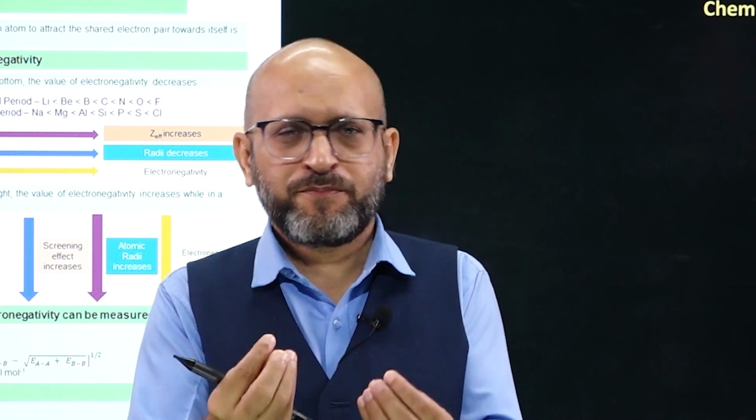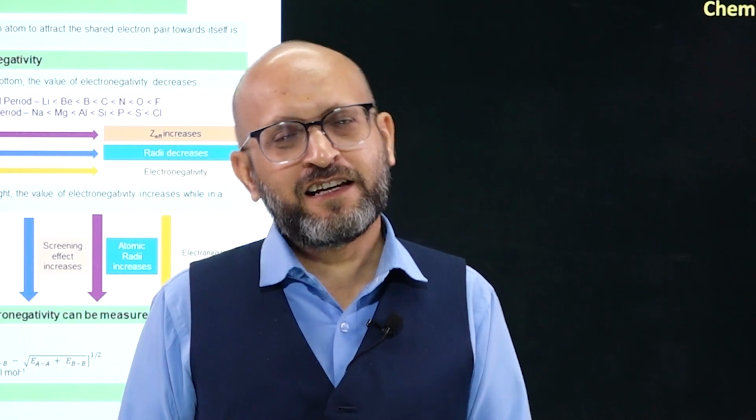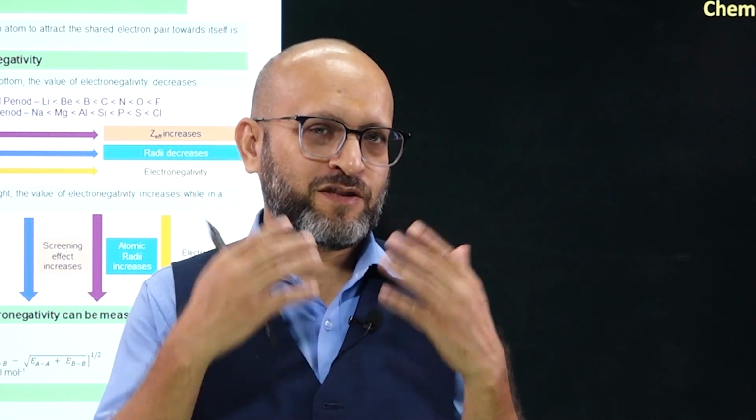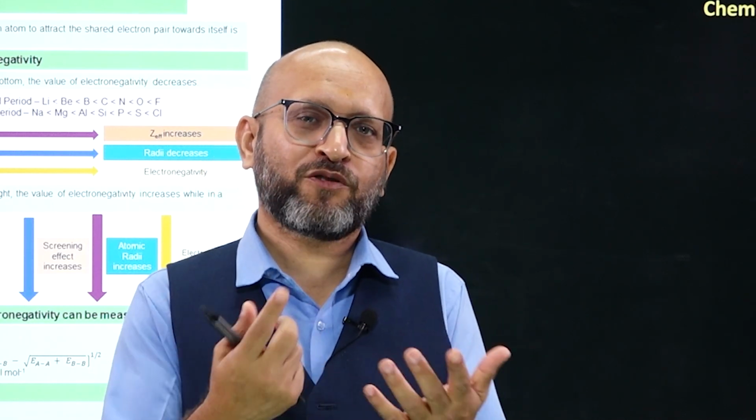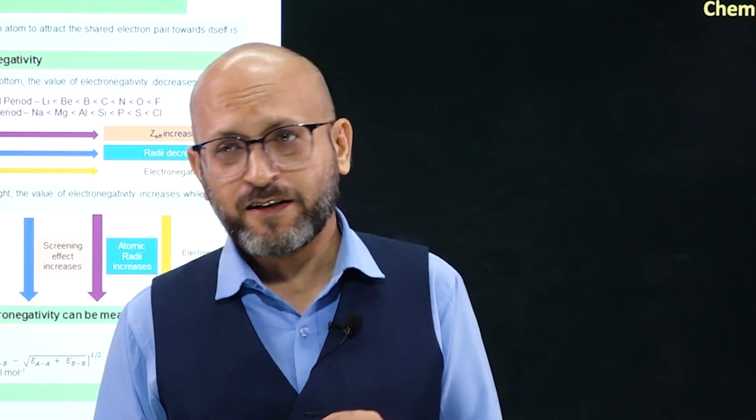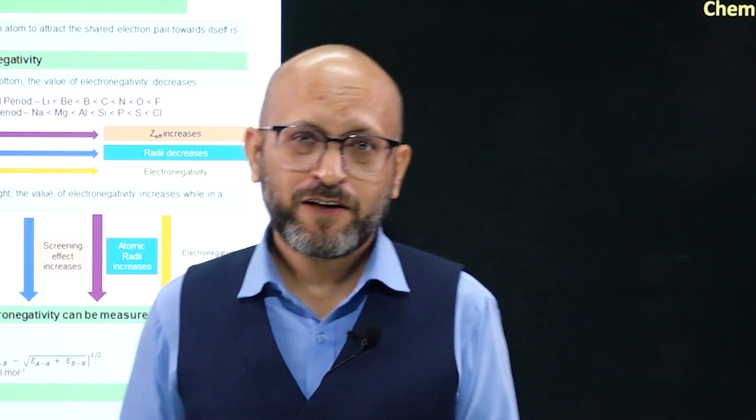All right. So that is a very simple definition. You can say love for electron is electronegativity. So the more the attraction for electron, the more is the electronegativity of an atom. So what is the trend in the periodic table?